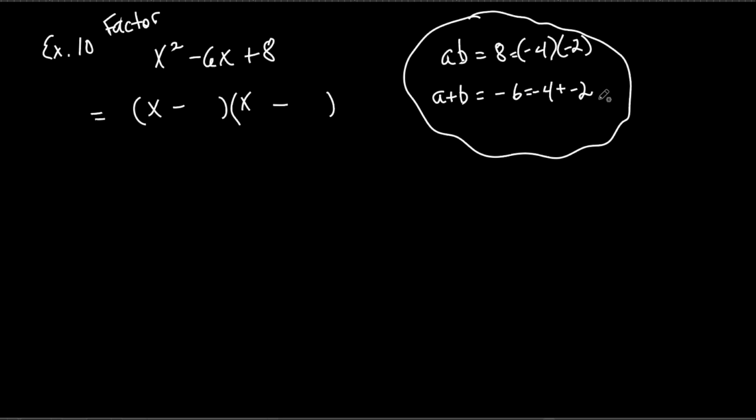These answers have been pretty easy so far. Sometimes the numbers are going to get a little bit bigger and you're going to have a lot more choices. Like with 8, you only have two choices, don't you? 8 and 1, and 4 and 2. That's it. So it's 4 and 2. It doesn't matter which one is the 4 and which one is the 2, because negative 4 plus negative 2 is negative 6, and negative 2 plus negative 4 is negative 6. They both multiply to be positive 8, and that's your answer right there.